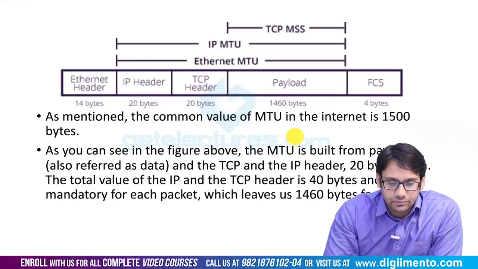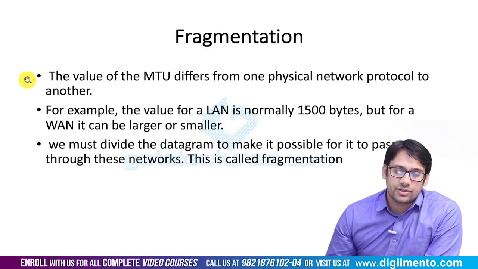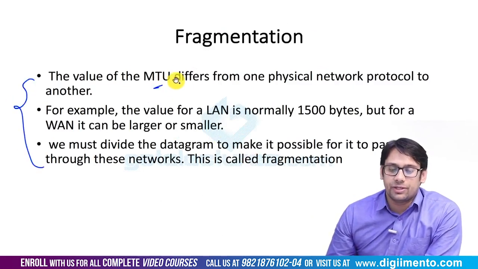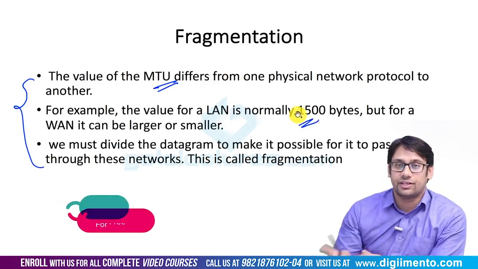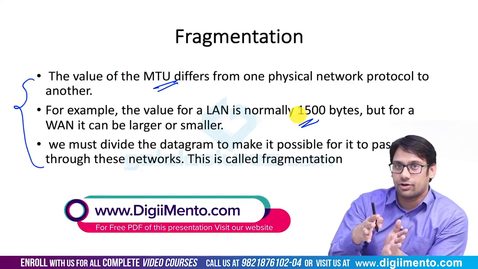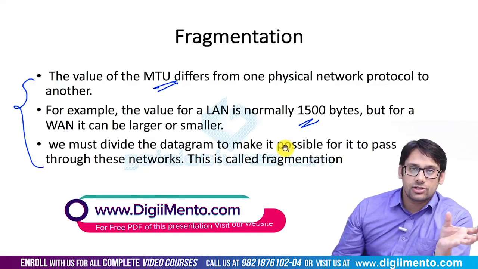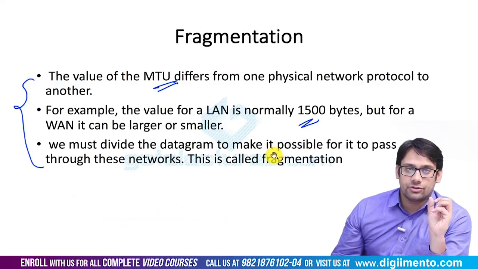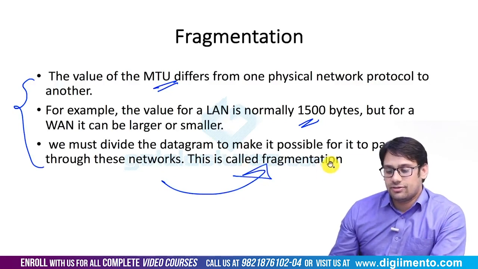Now look at this one. So we have the fragmentation. The value of MTU differs from one network to another network. For example, in a LAN, the MTU is 1500 bytes, but in case of a WAN, sometimes it can be very huge, sometimes it can be very small. So if you divide the datagram into smaller fragments or smaller frames, that process is called fragmentation.